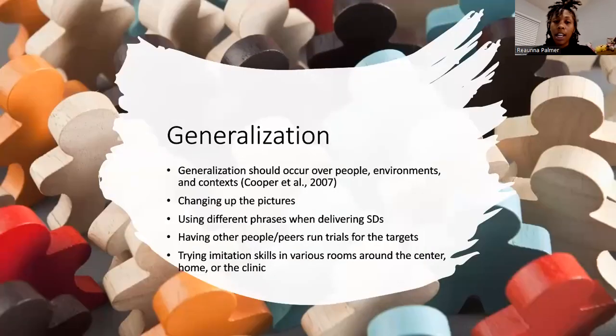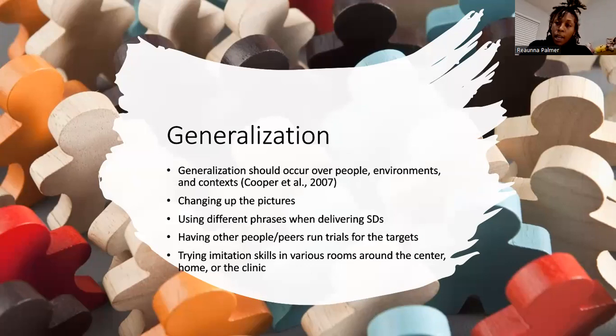In generalization, this should occur over people, environments, and context. So it could be as simple as changing up those pictures. Like for the example of when the learner was touching marshmallow, we could have it be the pink and green and white marshmallows, marshmallows with peppermints, marshmallows that have chocolate on them, instead of just showing a generic basic white marshmallow. We could also use different phrases when delivering those SDs. So saying things like, show me the marshmallow, show me the button, find the sky, where is the so-and-so? All these are different phrases that can be used.